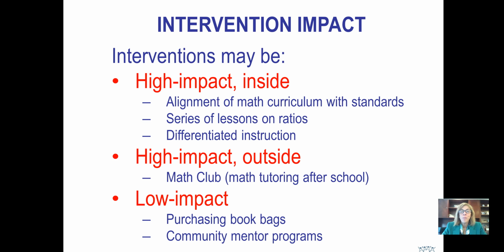So examples of that might be aligning the math curriculum with rigorous standards, having a series of lessons on ratios, differentiated instruction. Those are all interventions that are happening inside the classroom. Then there are also some high impact interventions that are happening outside of the classroom, although they're not as strong generally as the inside the classroom interventions. So, for example, if a school did the math club, they're providing tutoring after school for math. Well, that's extra help for kids. That's one of the big bang for the bucks.